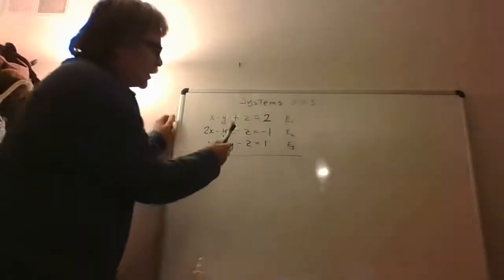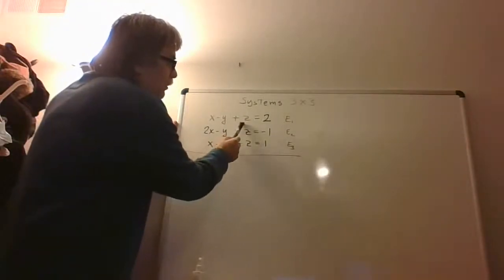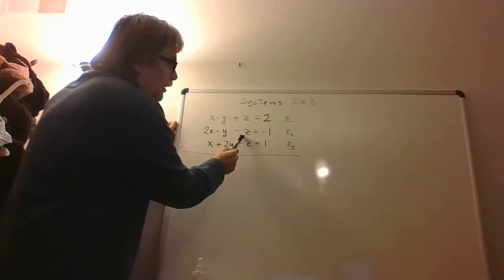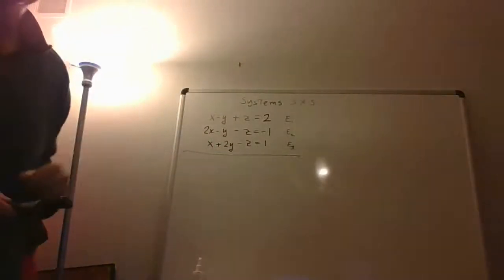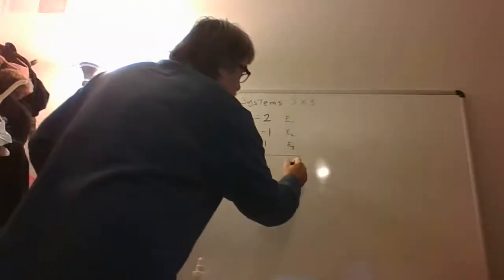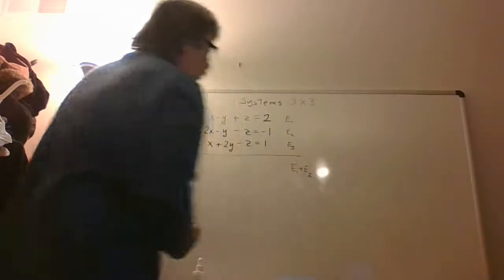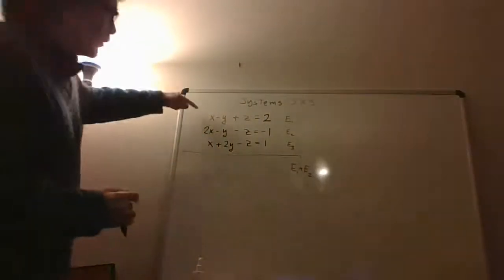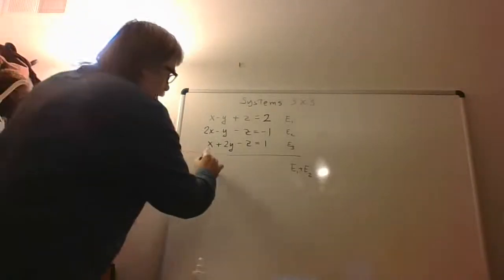Now, the terms that you can eliminate here are this one and this one. If you use the first equation, which has a plus z, and the second equation that has minus z, and you add them, z will disappear. So that's what I'm going to do. I'm going to add the first and second equation, and you have to do that term by term. So you have an x here, you have a 2x here. If you add that, you will get 3x.